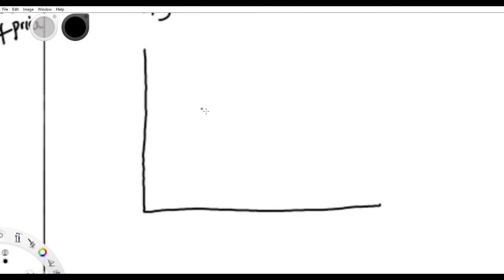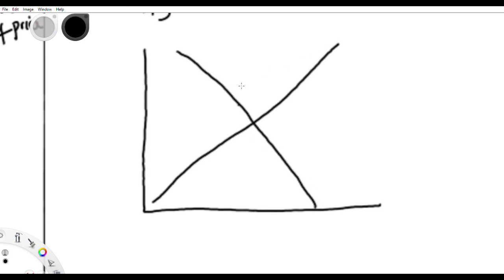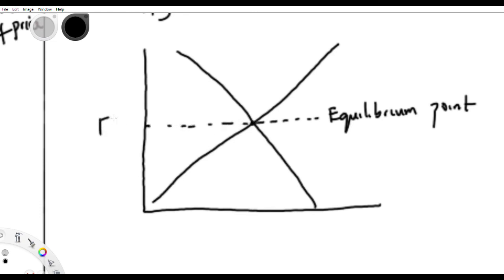In a free market, price is determined by the interaction of supply and demand. The point where they meet is the equilibrium point. By the time you trace it to the price, this is the equilibrium price. By the time you trace it to the quantity, this is the equilibrium quantity.